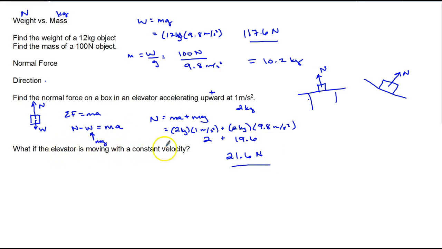What if the elevator is moving with a constant velocity? If the elevator is moving with a constant velocity, then the normal force vector and the weight vector have to be equal and opposite. So the normal minus weight equals 0 because there's no acceleration. And so the normal force equals the weight equals mg equals 19.6 newtons.